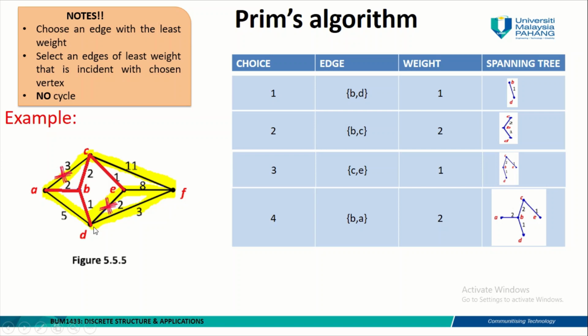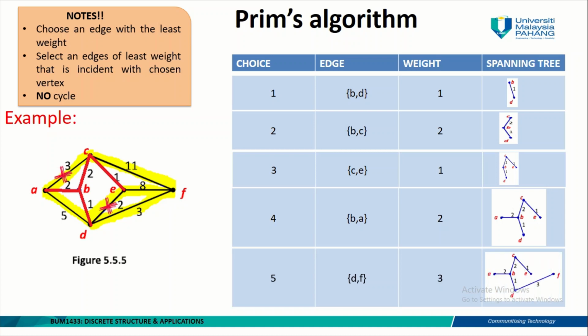So we choose D to F, so it does not form a cycle here. So we can choose D to F. For our fifth choice, we choose D to F with the wedge 3, and we can see all the vertices have been used in the spanning tree.